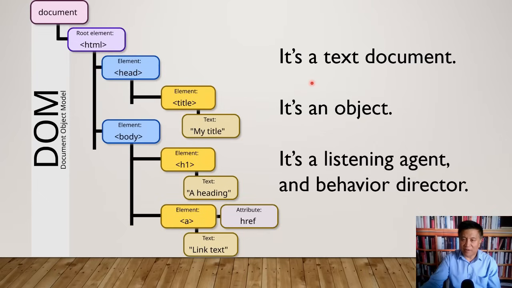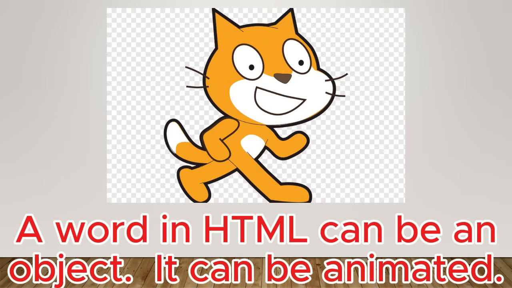First of all, HTML is a text document. You can even write it on a word processor. Everything you write becomes an object. A head is an object. A title is an object. An H1 is an object. An object can be manipulated by the browser. Think of a newspaper where every word can be animated.